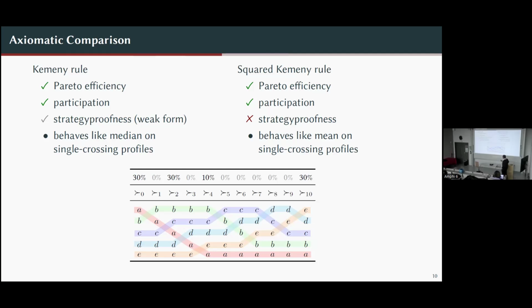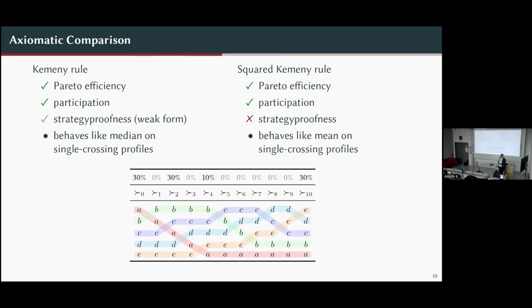Strategy-proofness means suppose now you're a voter, a person, and you want the output ranking to be close to you. Can you then give a different ranking from your truthful one to induce the output ranking to be closer? Both of these rules can be manipulated by misreporting your preferences, but Kemeny, not too bad. There's a certain weak form of strategy-proofness that it satisfies, whereas squared Kemeny is not at all strategy-proof.